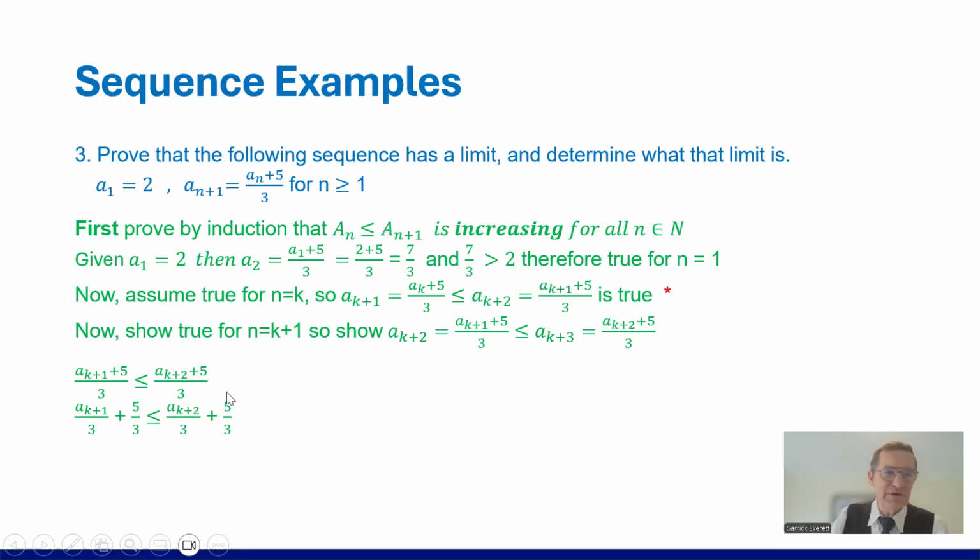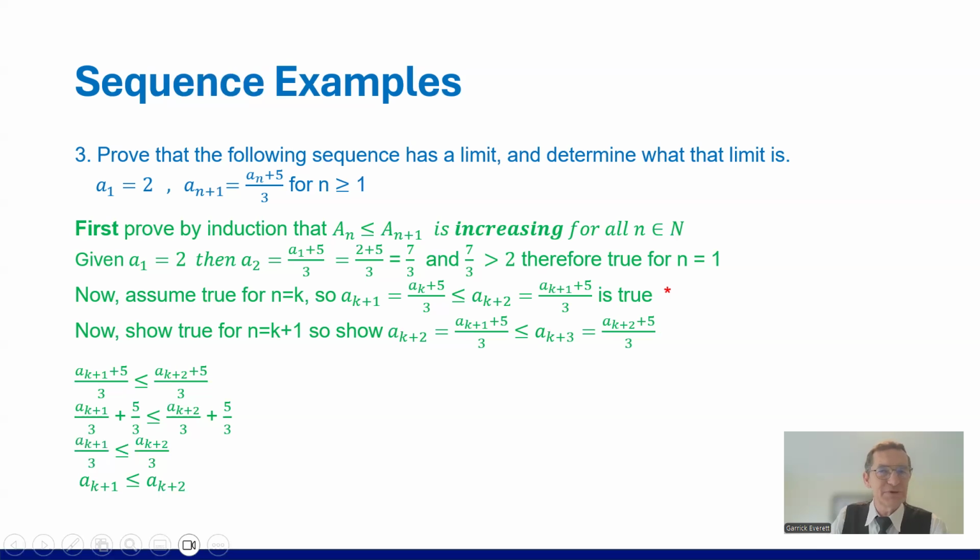So now I can cancel the 5 over 3 because they're just constants. They don't make any difference. So now we've got a_k plus 1 over 3 is less than or equal to a_k plus 2 over 3. So now I've got divided by 3 on both sides. I'm going to multiply both sides by 3. I probably could have put in brackets here, multiplied both sides by 3, but I'm telling you what I'm doing. So now I've got a_k plus 1 is less than or equal to a_k plus 2.